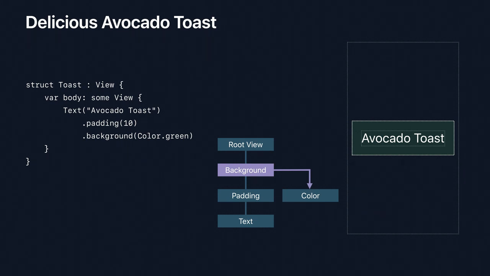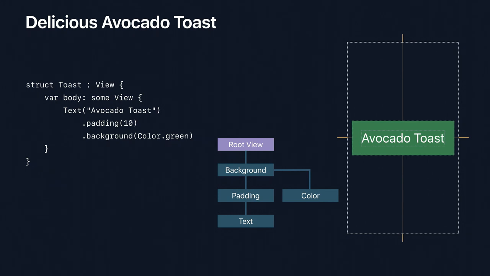Now, we said the background view was layout neutral, so it's just going to report that size upwards. But before it does, it offers that size to its secondary child, the color. Now, colors are very compliant when it comes to layout. They accept the size offered to them, so the size of the color is just the same as that of the padding view. Finally, the background view reports its size to the root view, and the root view centers it as before. And that's the whole process.